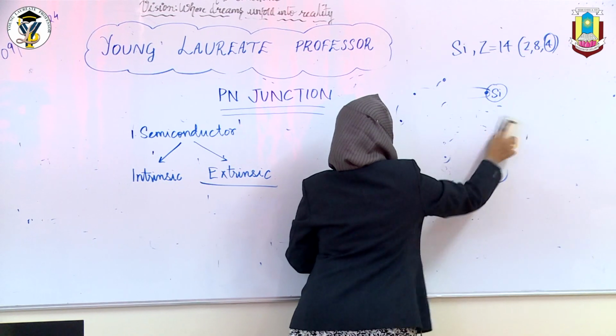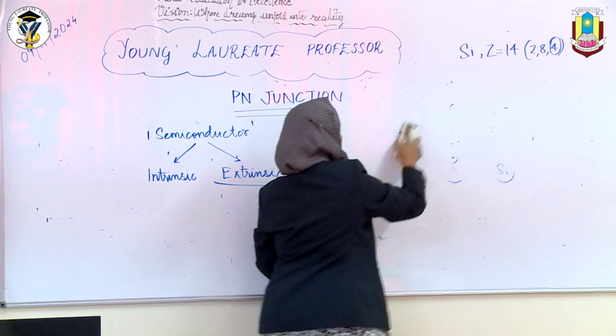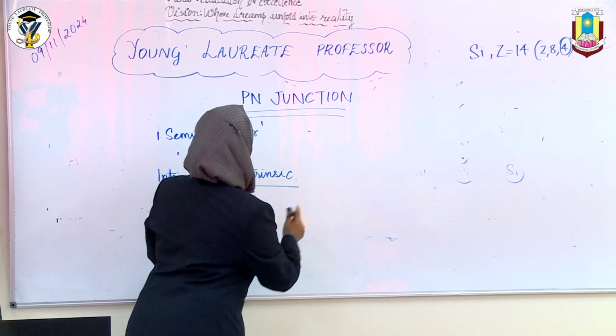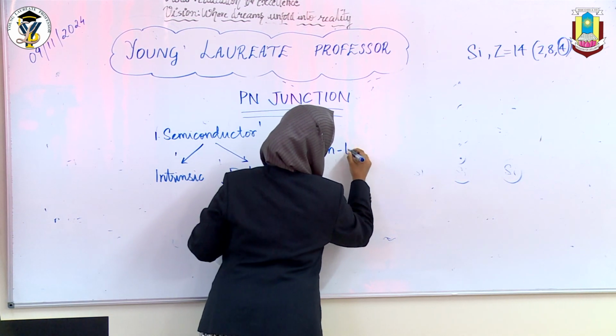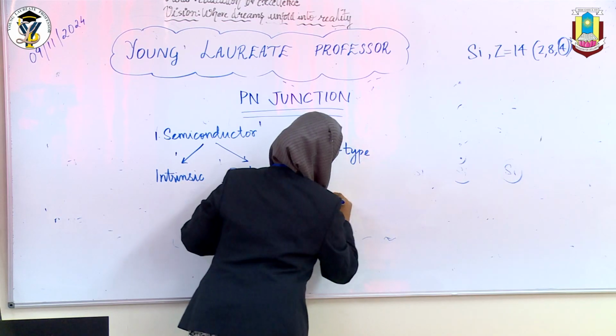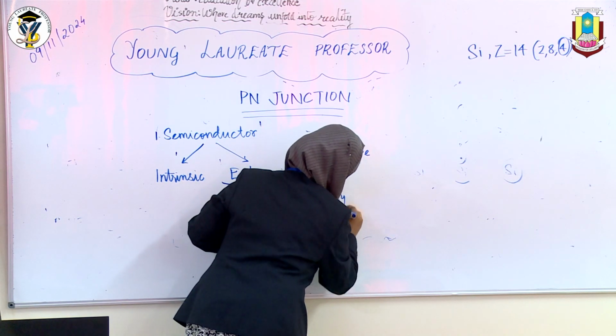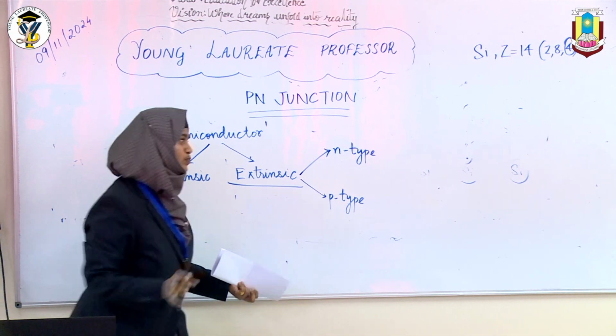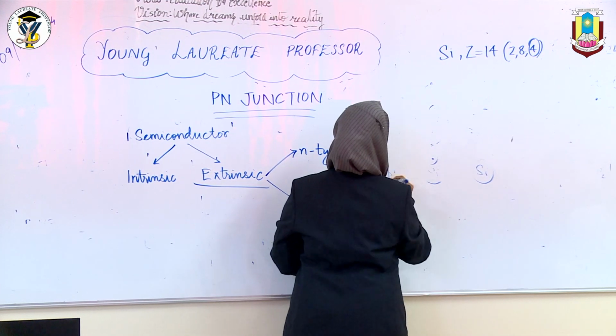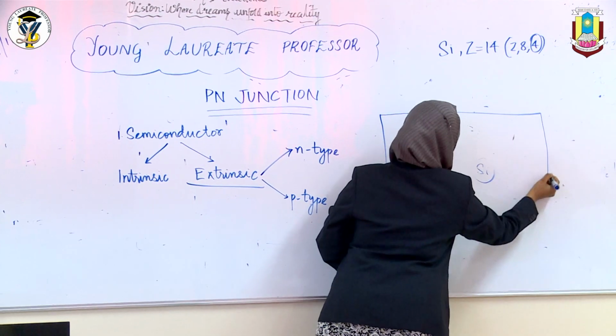Now there are two types of extrinsic semiconductors. One is called N-type and one is called P-type semiconductors. So I will explain what an N-type and P-type semiconductor is with the help of a p-n junction diode. So first I will draw the p-n junction diode.